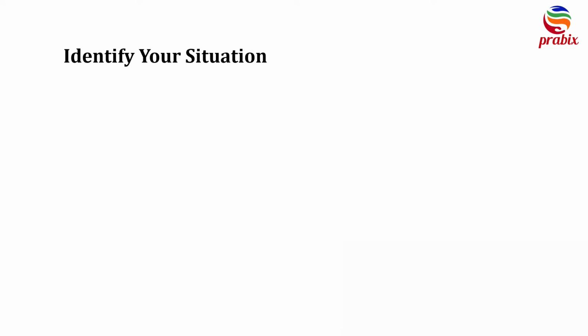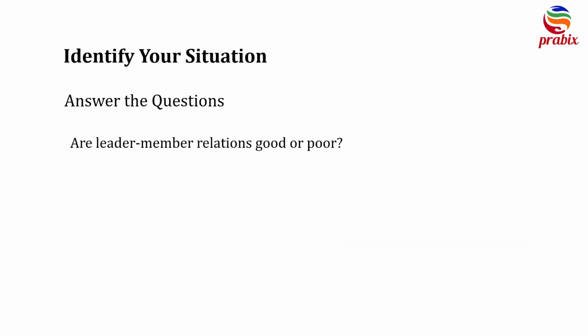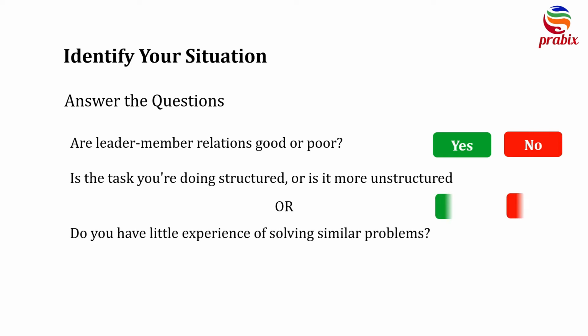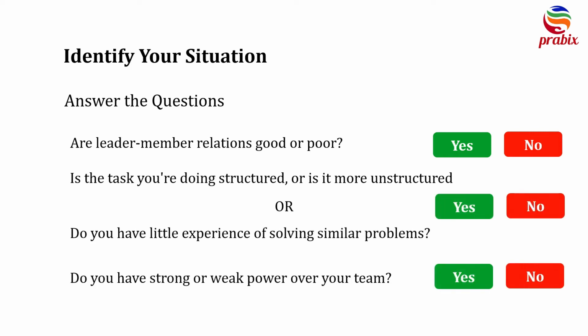We have learned from the previous lesson that the second step is to identify your situation. To understand your situation, you have to answer the questions. Are leader-member relations good or poor? Is the task you're doing structured, or is it more unstructured? Or do you have little experience of solving similar problems? Do you have strong or weak power over your team?